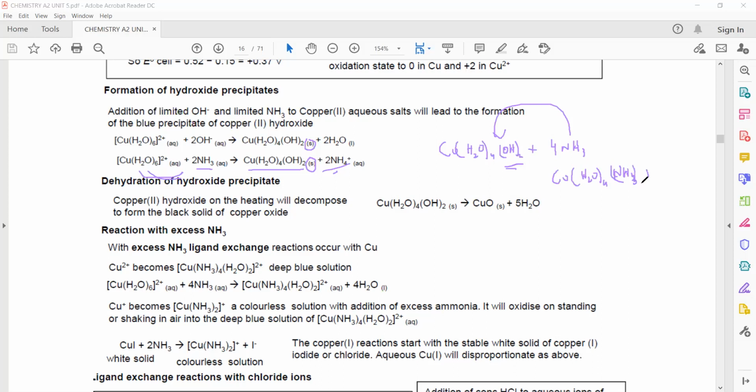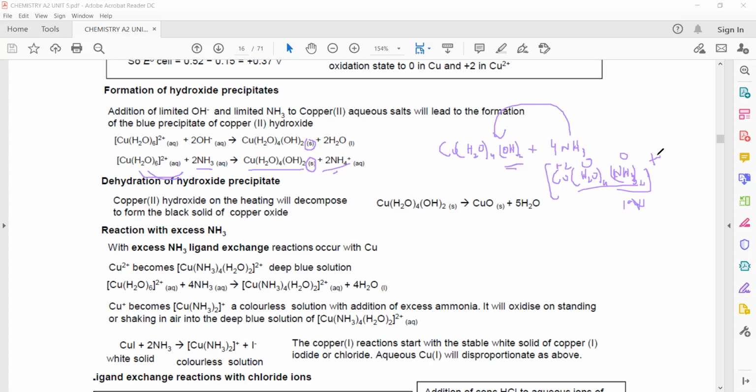So now copper is +2, water is a neutral ligand, ammonia is a neutral ligand. So the precipitate will dissolve, or it will be an aqueous solution. Whenever there is a charge on the complex, it will be aqueous. When there is no charge on the complex, it will form precipitate.